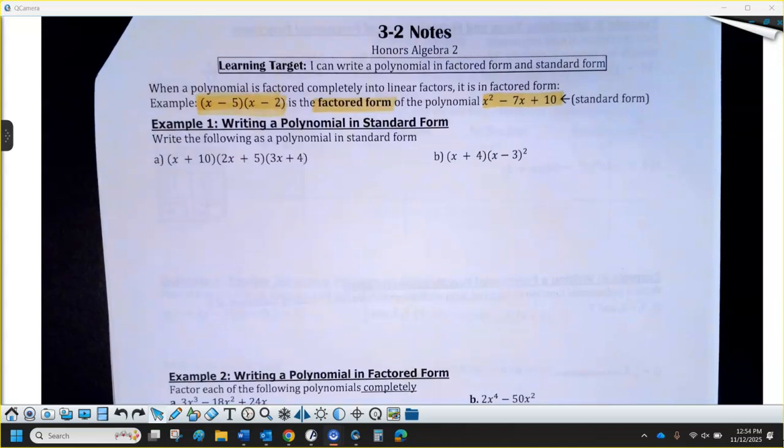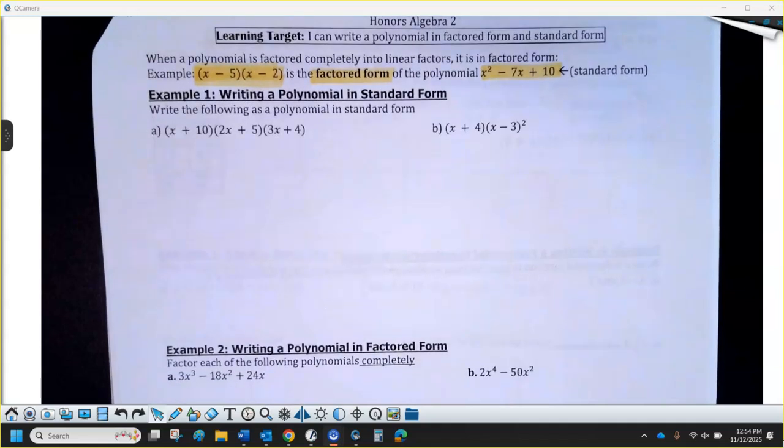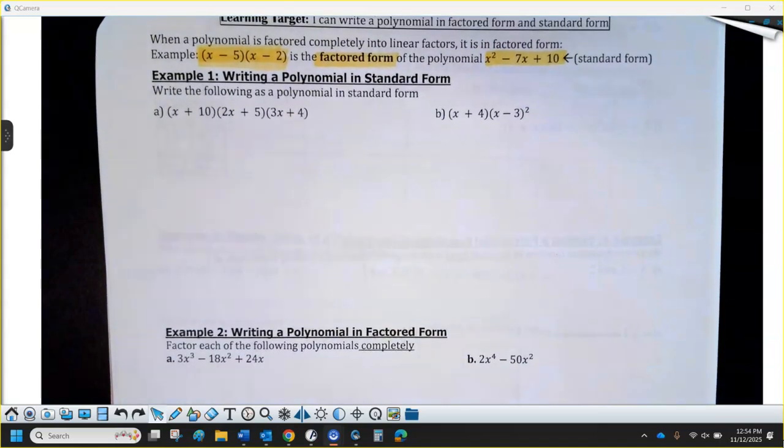So the problems at the top, they're not bad, but I'm not going to lie to you, they're a little bit time consuming. So we are going to take factored form in this first example and put it in standard form. Now, the main thing people mess up here is they try to multiply all three of them together at once. You don't want to do that.